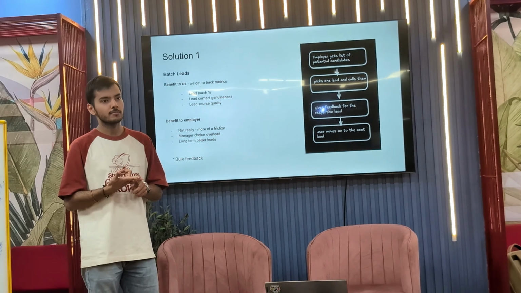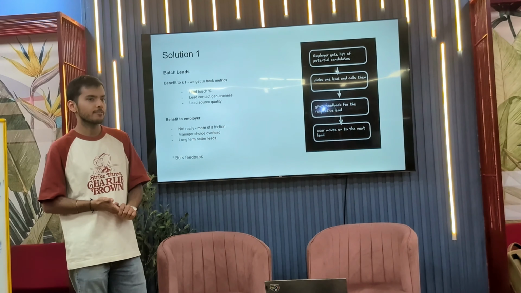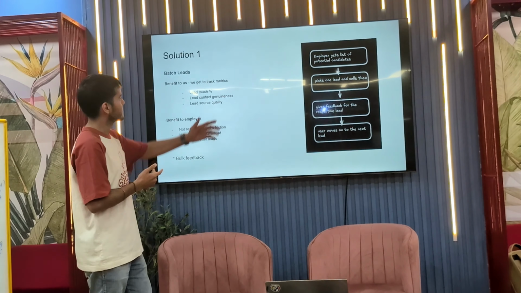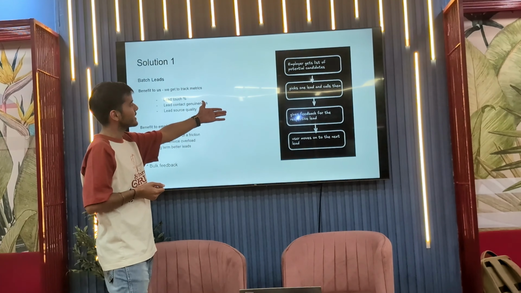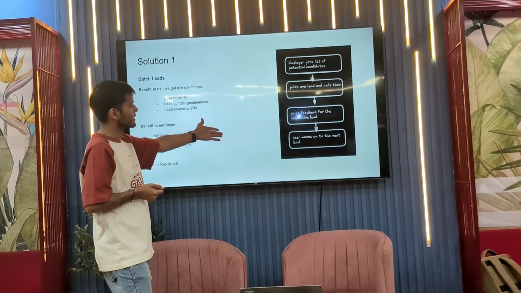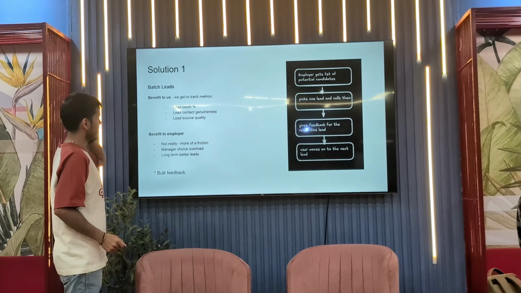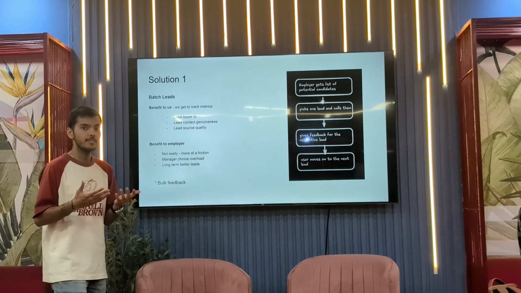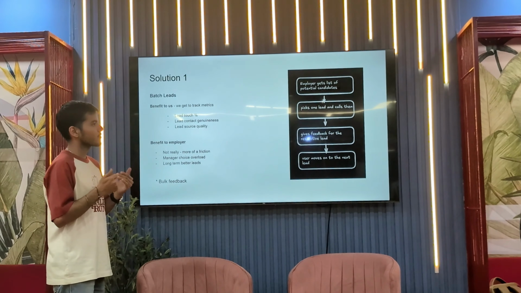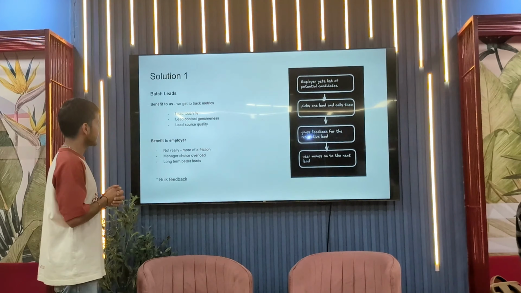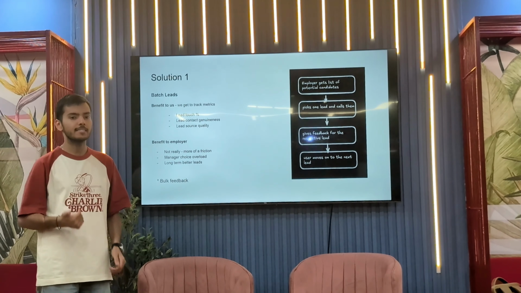That batch can be one person, 5 leads at a time, or 10 leads at a time. That is the first solution that we thought of. So yeah, the user flow is simple. The employer gets a list of potential candidates, picks one lead, calls them, gives feedback for the respective lead, and moves on to the next. So employer benefits include that there is less friction in hiring a new employee. The manager is not overwhelmed with the choice, and long term we will have a better recommendation for them depending on what feedback they give.